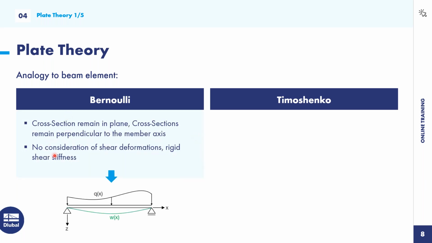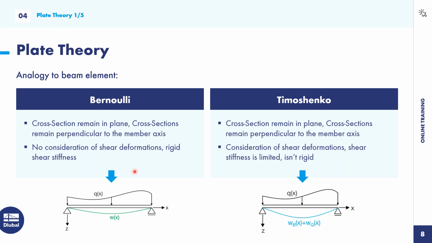The Bernoulli beam says, okay, the cross-section remains in plane, and also the cross-section remains perpendicular to the member axis. And we don't consider any shear deformation. So we have really rigid shear stiffness. And when you calculate something in the study with tables or something like that, you will calculate a Bernoulli beam. Yeah. But what is in most cases implemented in the FEA programs is the Timoshenko beam or also the other plate theory. But at first we take a look at the Timoshenko beam.